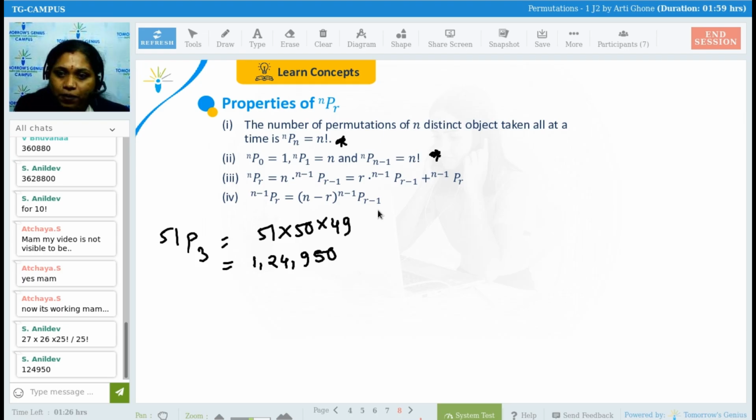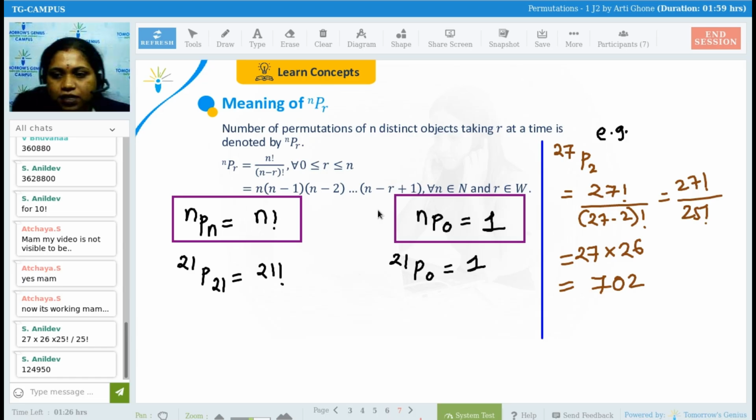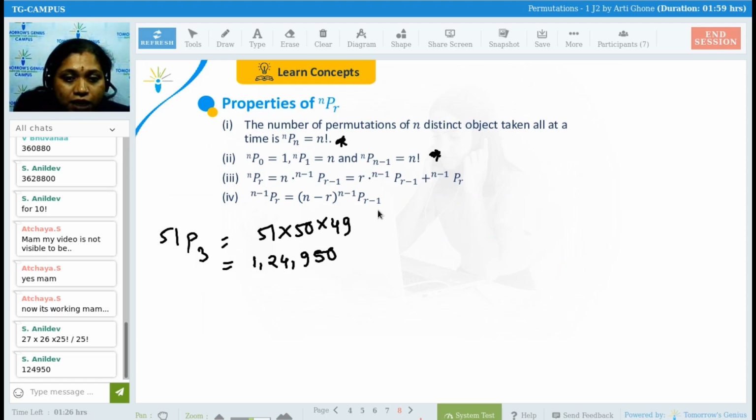But for nPr, I will explain the shortcut. Check it. How many terms are there as the r value? 3 terms are there as r. First start with 27: 2 terms in reverse order, 27 into 26 will be your answer. Clear? Here I have 51P3, which means 51, 50, 49. I just require the reverse order 3 terms multiplication. That will be your permutation. Clear? Now everyone ready for the next question?